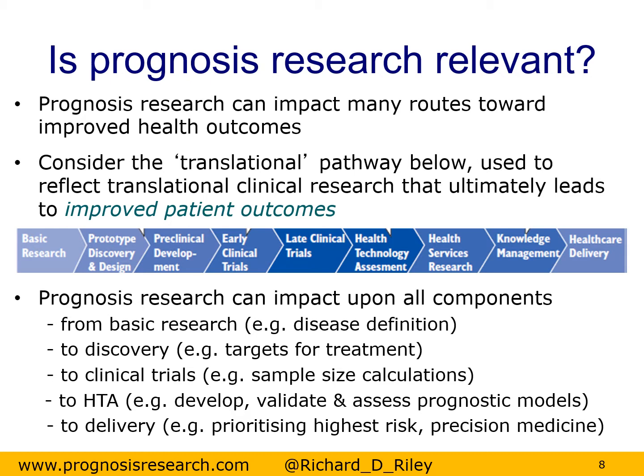In terms of discovery, prognostic factors may help us to identify targets for new treatments. In clinical trials, prognostic information can be used to inform sample size calculations, which are needed, for example, in terms of the baseline risk. In health technology assessment, we often are developing, validating, and assessing prognostic models for individualized risk prediction. And then in delivery, how do we use all those things to prioritize treatments for those at highest risk, to implement a precision medicine where we're targeting treatments based on particular genetic profiles? Prognosis research is hugely relevant.